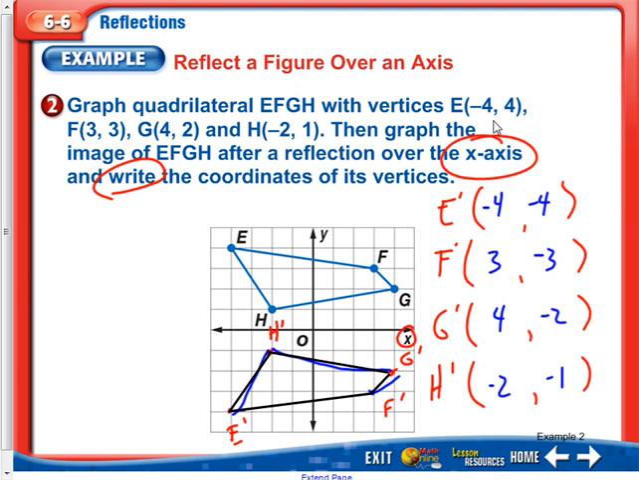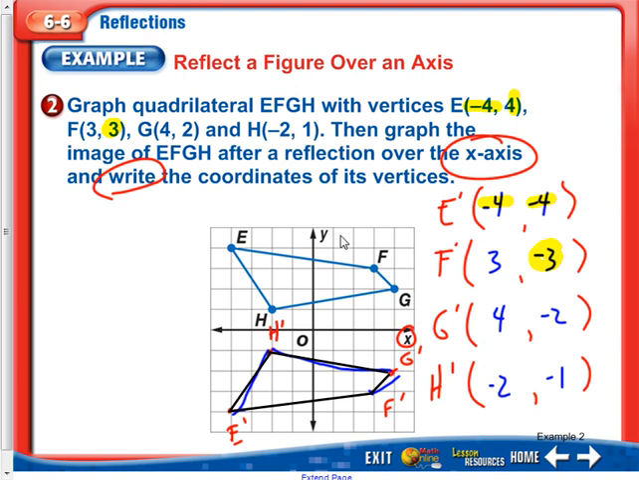If we look at E, E goes from negative 4 to negative 4, and it goes from positive 4 to negative 4. So the only thing that changed was the Y value, and it goes from 4 to negative 4. Okay, let's look at F. X value is 3 and 3, but that Y value goes from 3 to negative 3. Again, the only thing that changes is the Y value, and it's opposite.